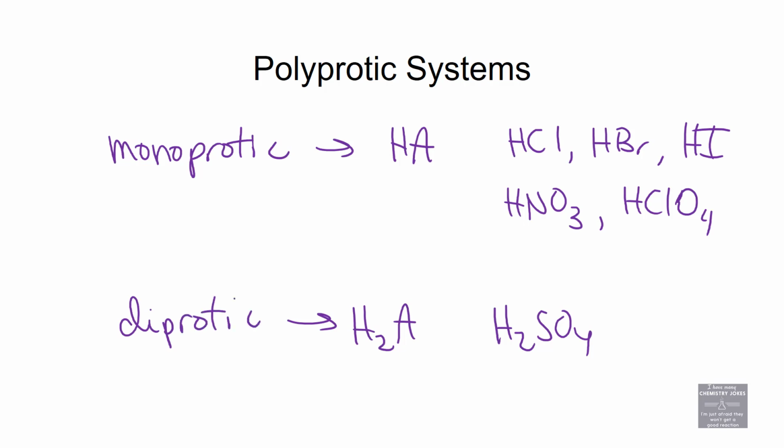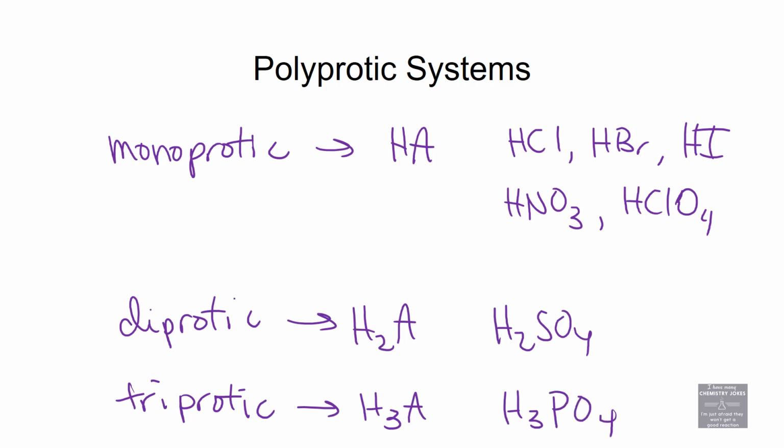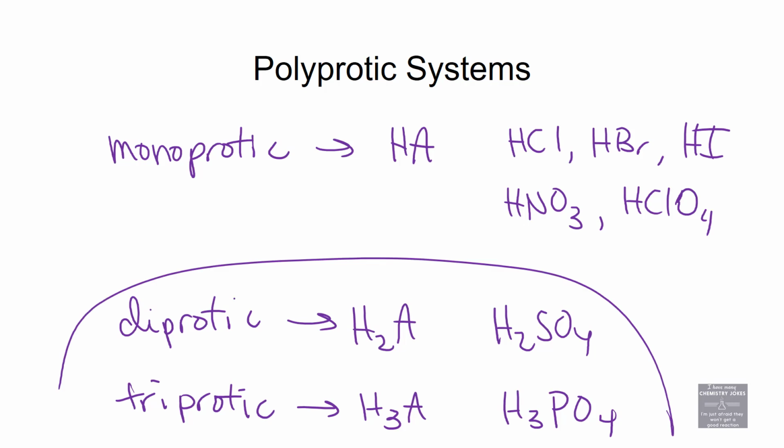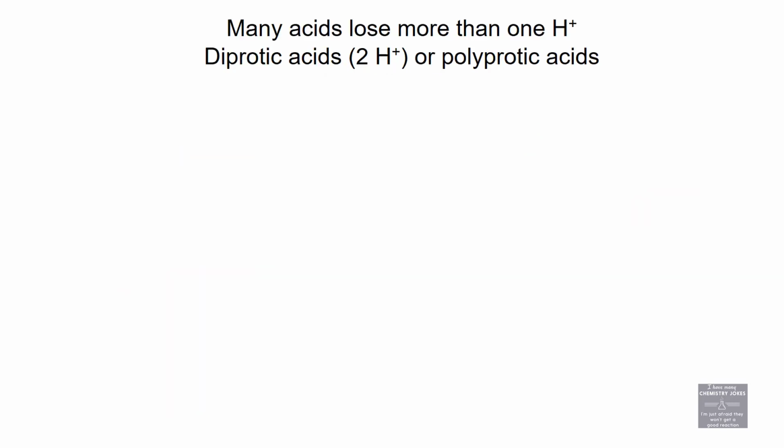So you can have something that's diprotic, 2 protons to donate, triprotic, 3 protons to donate. An example of triprotic is H3PO4. Lumping all of those things together that have more than one H to donate, polyprotic. There are lots of examples of diprotic and polyprotics.